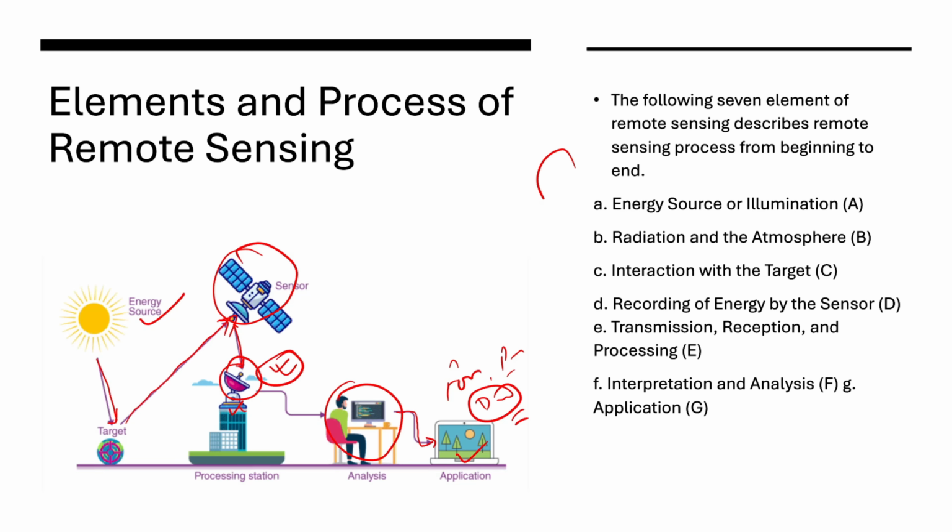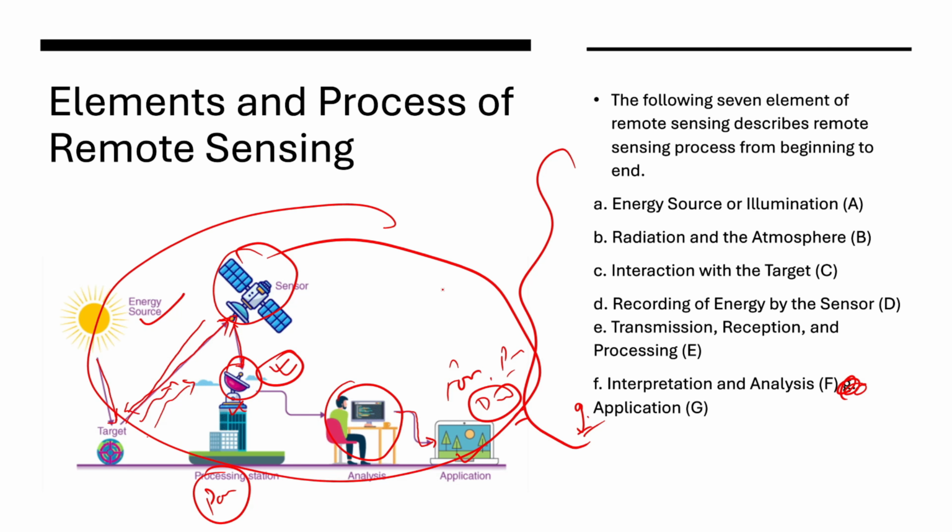And the whole process is completed in 7 steps. And G is application. Yes, this is the type of passive remote sensing. In active remote sensing, it doesn't depend on the energy source generated by the sun. The sensor generates its own energy, and then it records the energy. And sometimes they measure not only the reflected beam, but also the emitted beam from the target, right? And the whole process can be covered step by step.